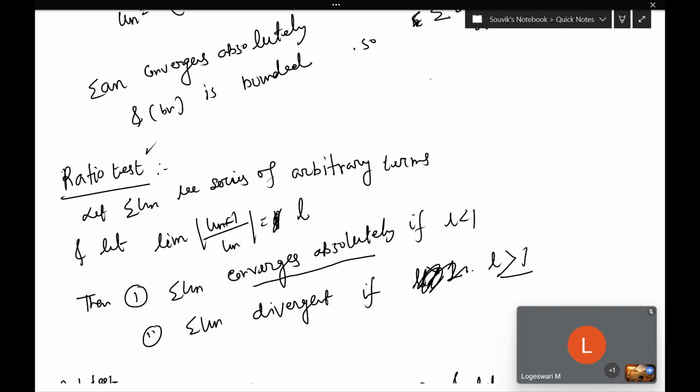Now look at the ratio test. Let summation u_n be a series of arbitrary terms and let limit of |u_(n+1)/u_n| be L. Then summation u_n converges absolutely if L is less than 1. This test says that if L is less than 1, then the series converges absolutely, and if L is greater than 1, then the series is divergent.